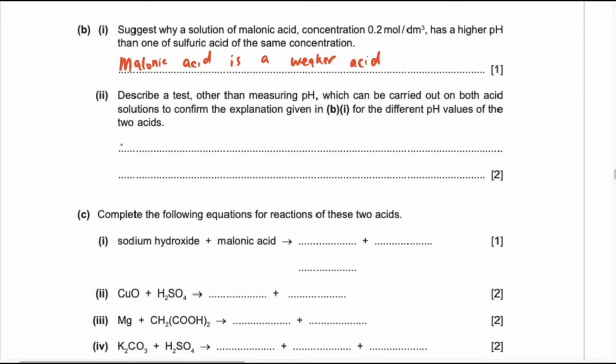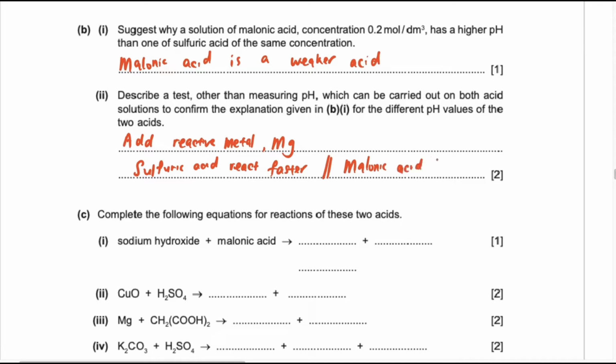Now we have to describe a test. There are many ways to test it. One of the ways is you just add a reactive metal like magnesium. Then after that, how to see the results? You will see the sulfuric acid reacts faster. You can also write malonic acid reacts slower, so you just need to compare. So we just said it in general.